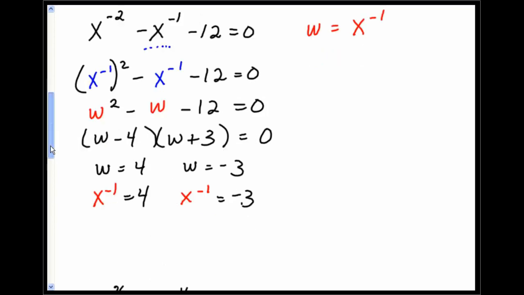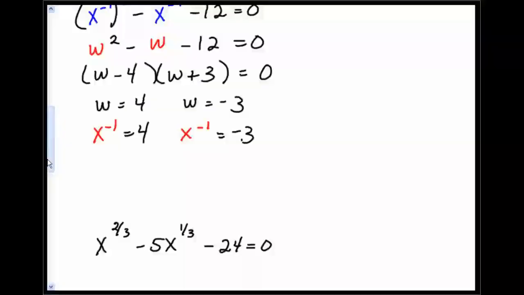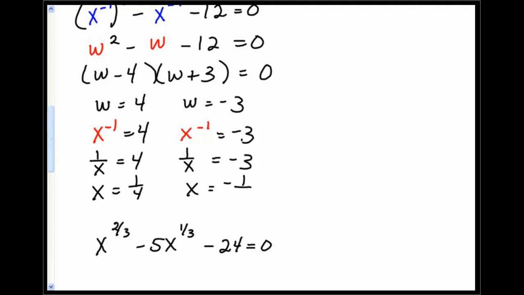Now remember, x to the negative 1 is the same as 1 over x. So 1 over x equals 4. 1 over x equals negative 3. Since you have one term on each side, you can take the reciprocal of both sides of each equation. So x will equal 1/4. x will equal negative 1/3.